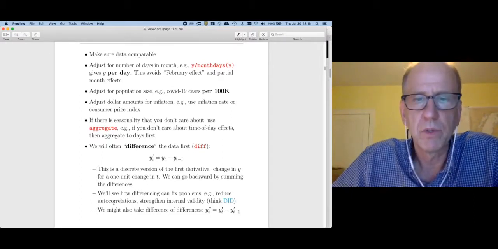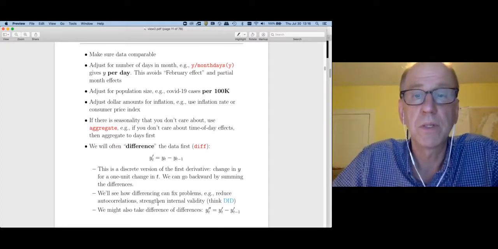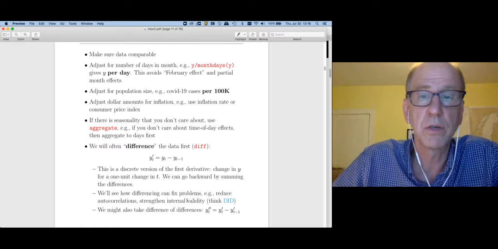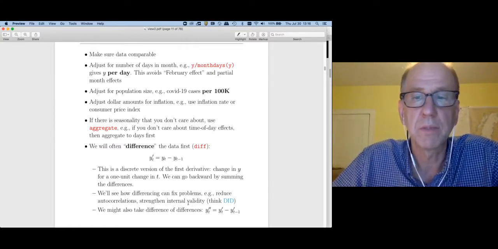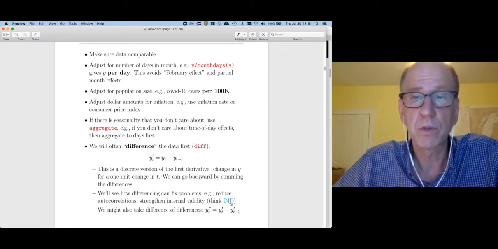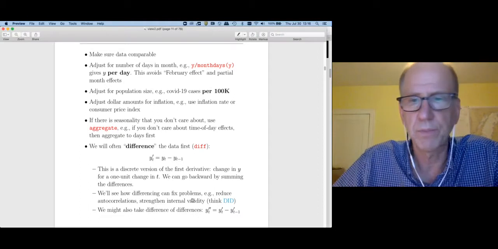I mentioned reducing autocorrelations. Another thing that we often do is to analyze differences to strengthen internal validity. So in a previous course, you probably did some difference in difference models. You can click on this page if you want to go read about difference in difference models.